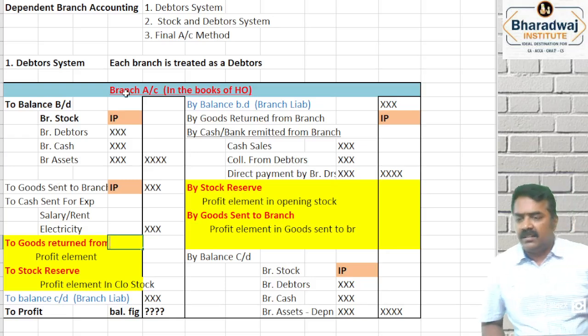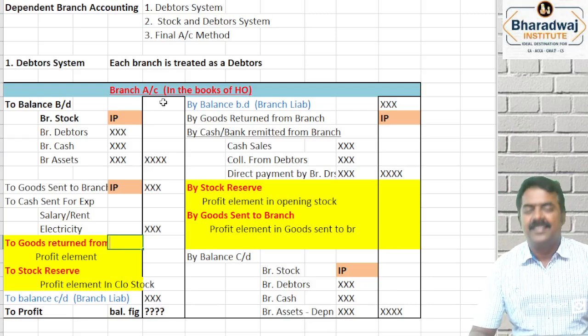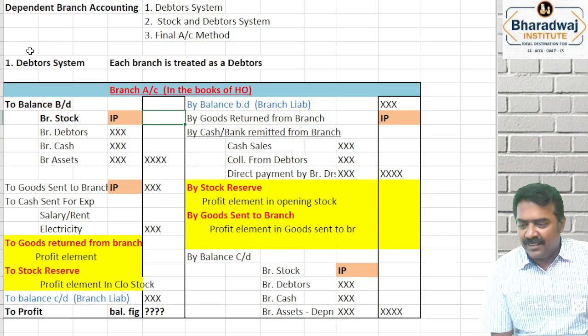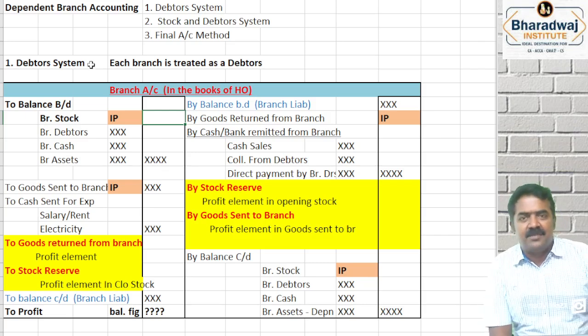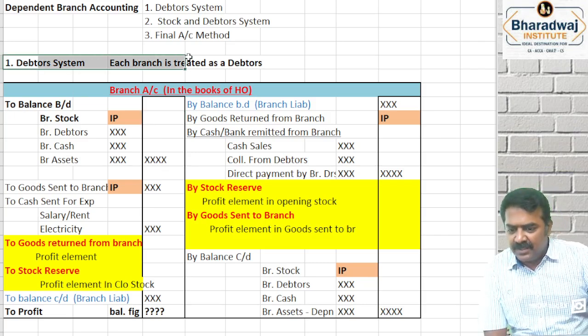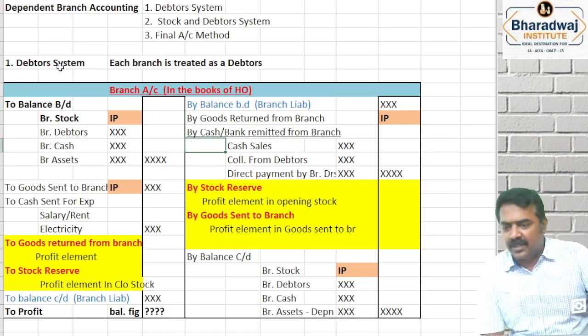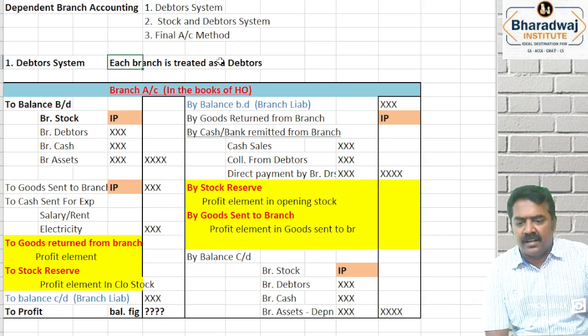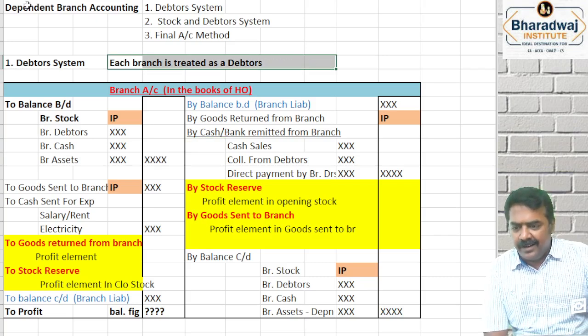We'll begin revising branch accounts. Sorry, friends. We'll start revising which one? Branch accounts. We'll start with debtors system. What is debtors system? Every branch is treated like a debtor. It is normally done under dependent branch method.